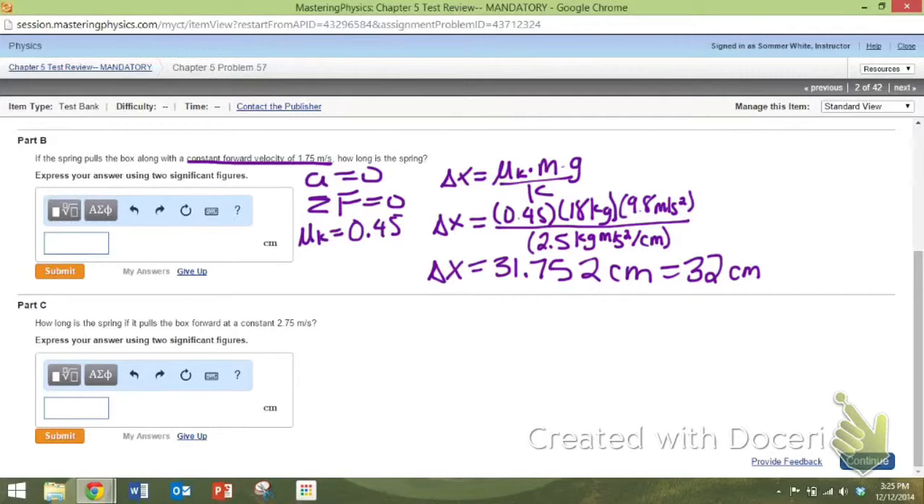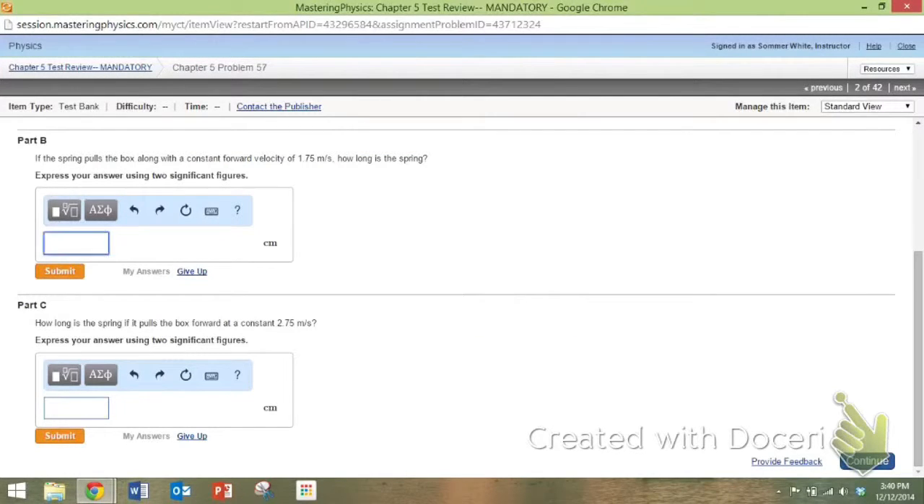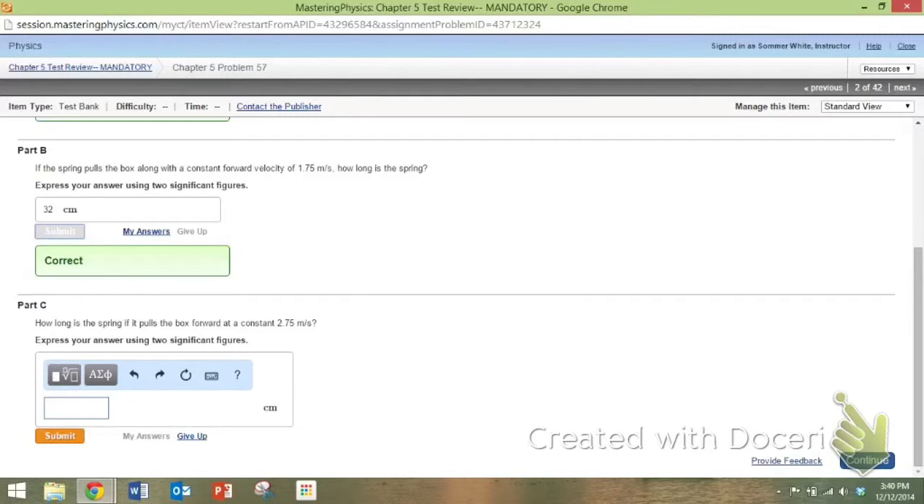The second question asks how long the spring is if the box pulls forward at a constant 2.75 meters per second. Well, did we factor in the velocity in part B? No, we didn't. So does the velocity make any difference in part C? It shouldn't. The answer you got for part B will be the same for part C. My annotations are going to disappear, and we're going to see that we have 32 centimeters, like we calculated, and it's the same 32 centimeters for the next part.